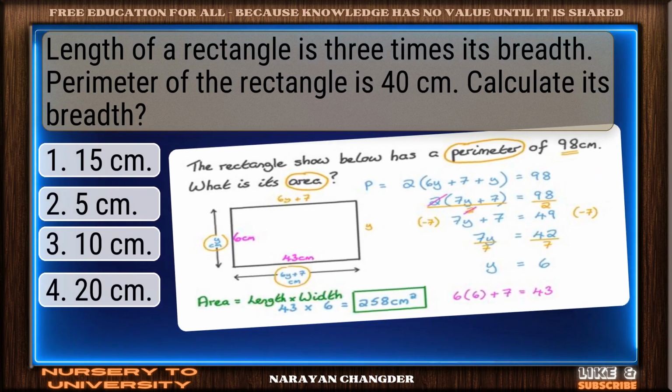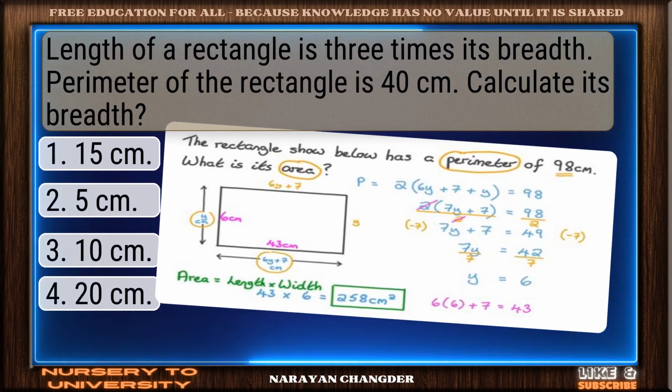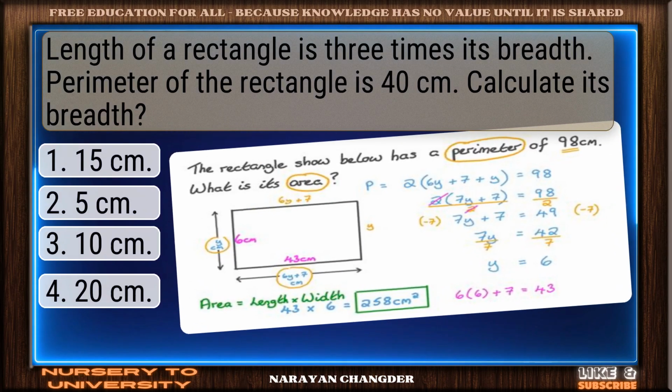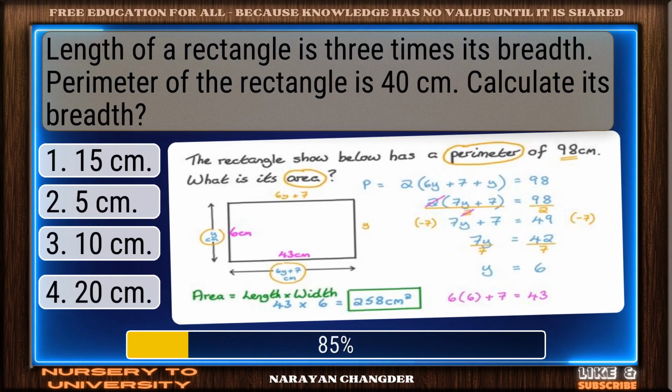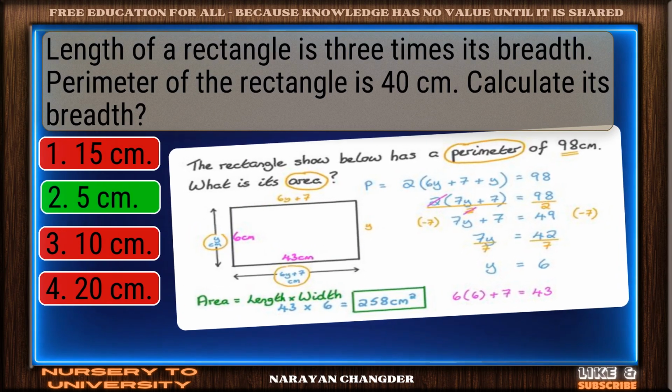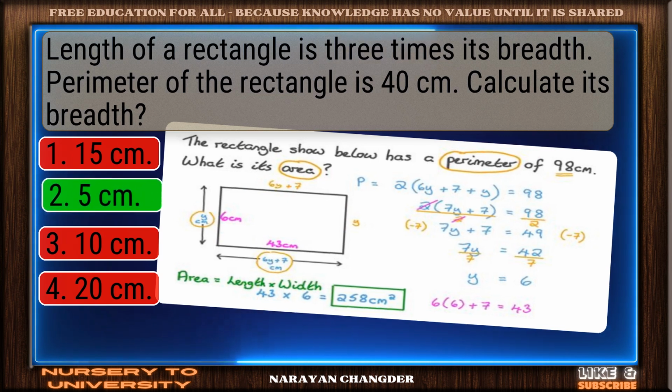Length of a rectangle is 3 times its breadth. Perimeter of the rectangle is 40 cm. Calculate its breadth. You're right. 5 cm is the correct answer.